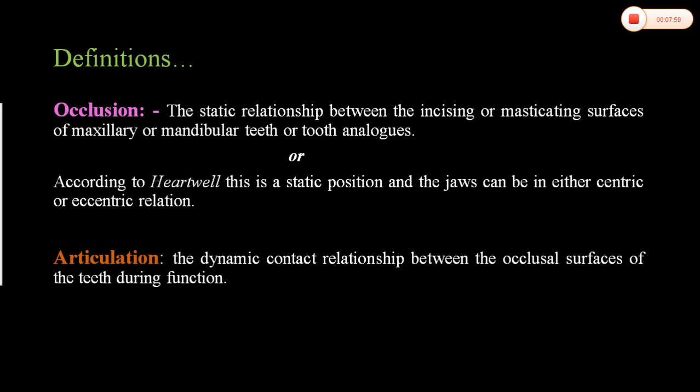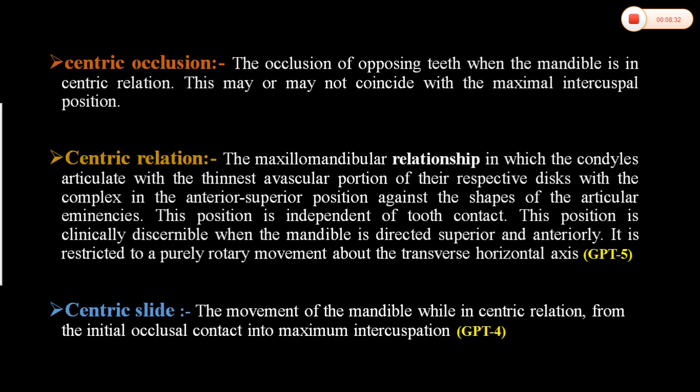And what is articulation? Articulation is a dynamic contact relationship between the occlusal surfaces of teeth during function. So articulation is dynamic, which means contact occurs during function, during mastication or during deglutition, swallowing. So during deglutition or mastication, the contact is known as articulation, whereas in a static position, when contact occurs, it is known as occlusion. Okay, know the difference? Occlusion and articulation.